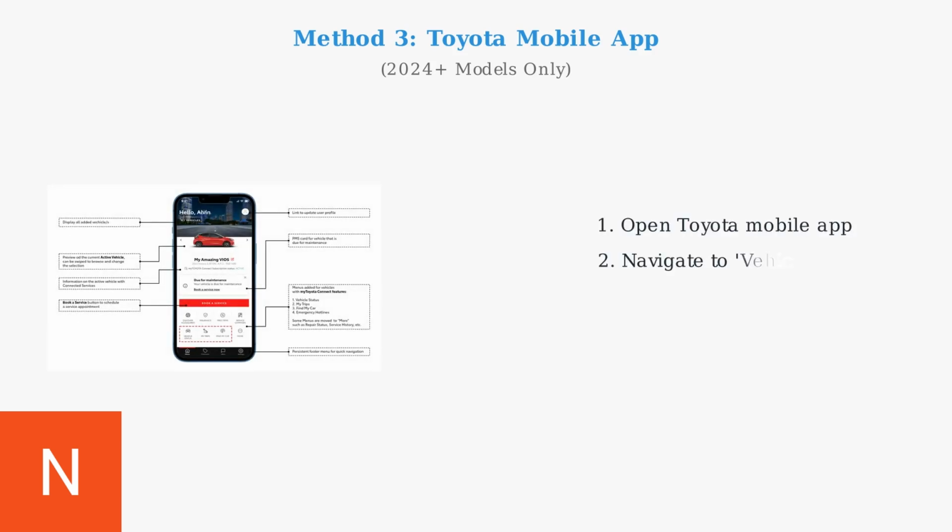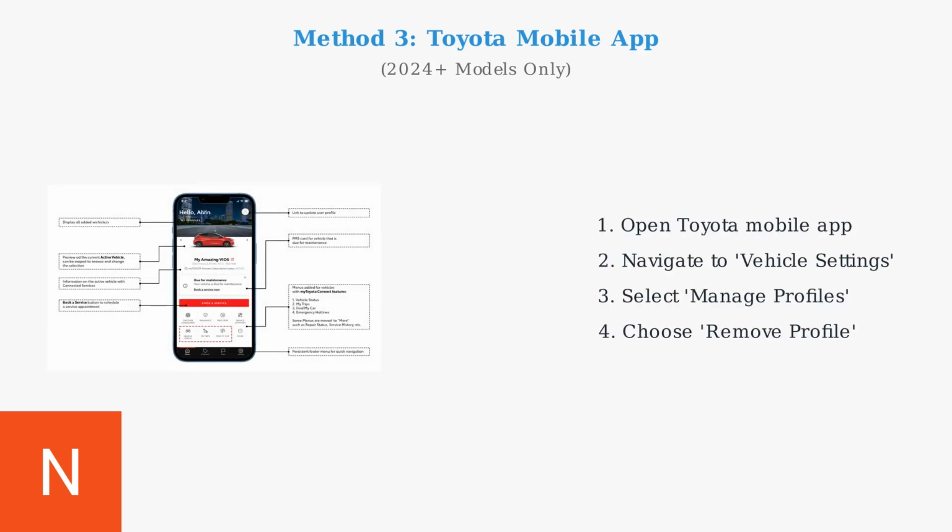If you have a 2024 or newer Toyota model, you may be able to manage profiles through the Toyota mobile app. Open the app, navigate to Vehicle Settings, select Manage Profiles, and choose Remove Profile.